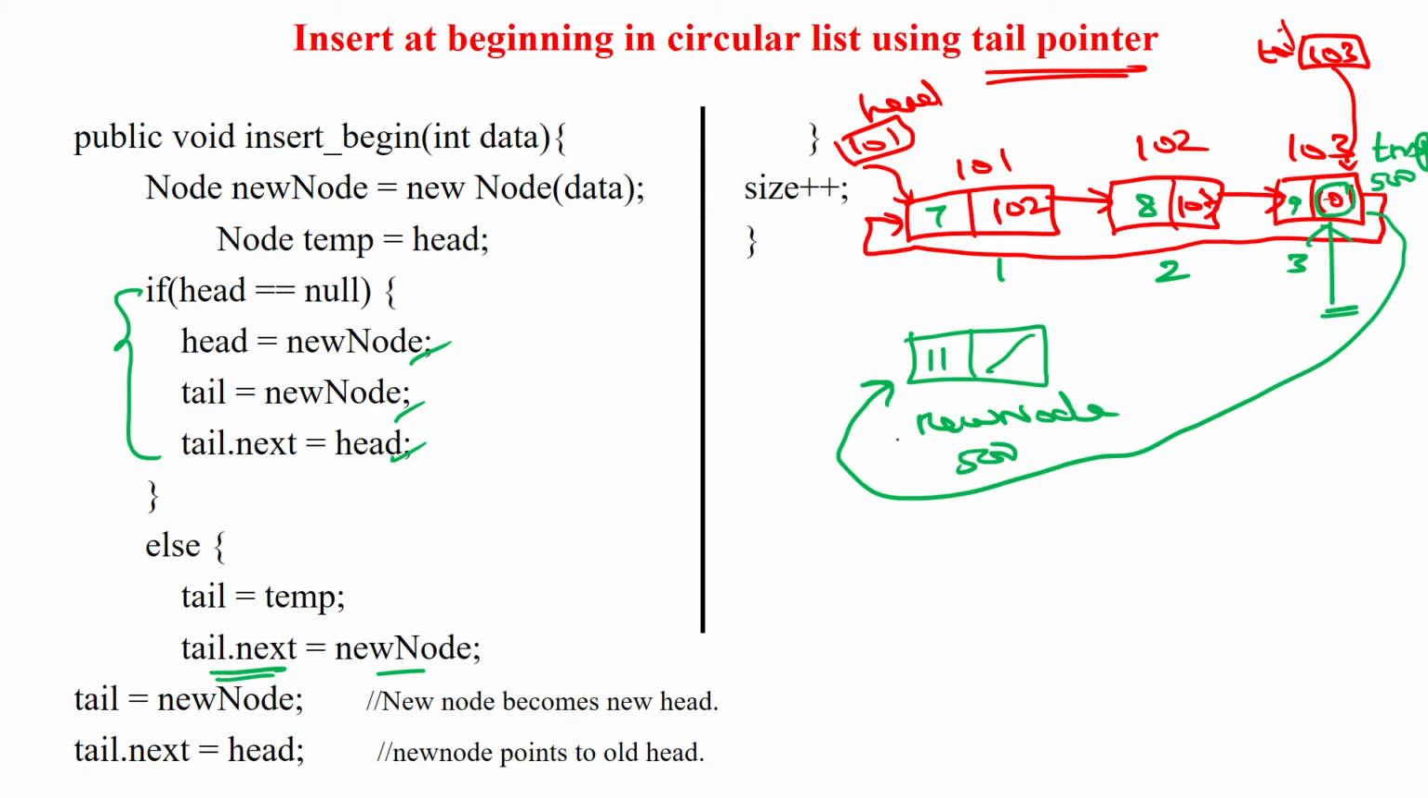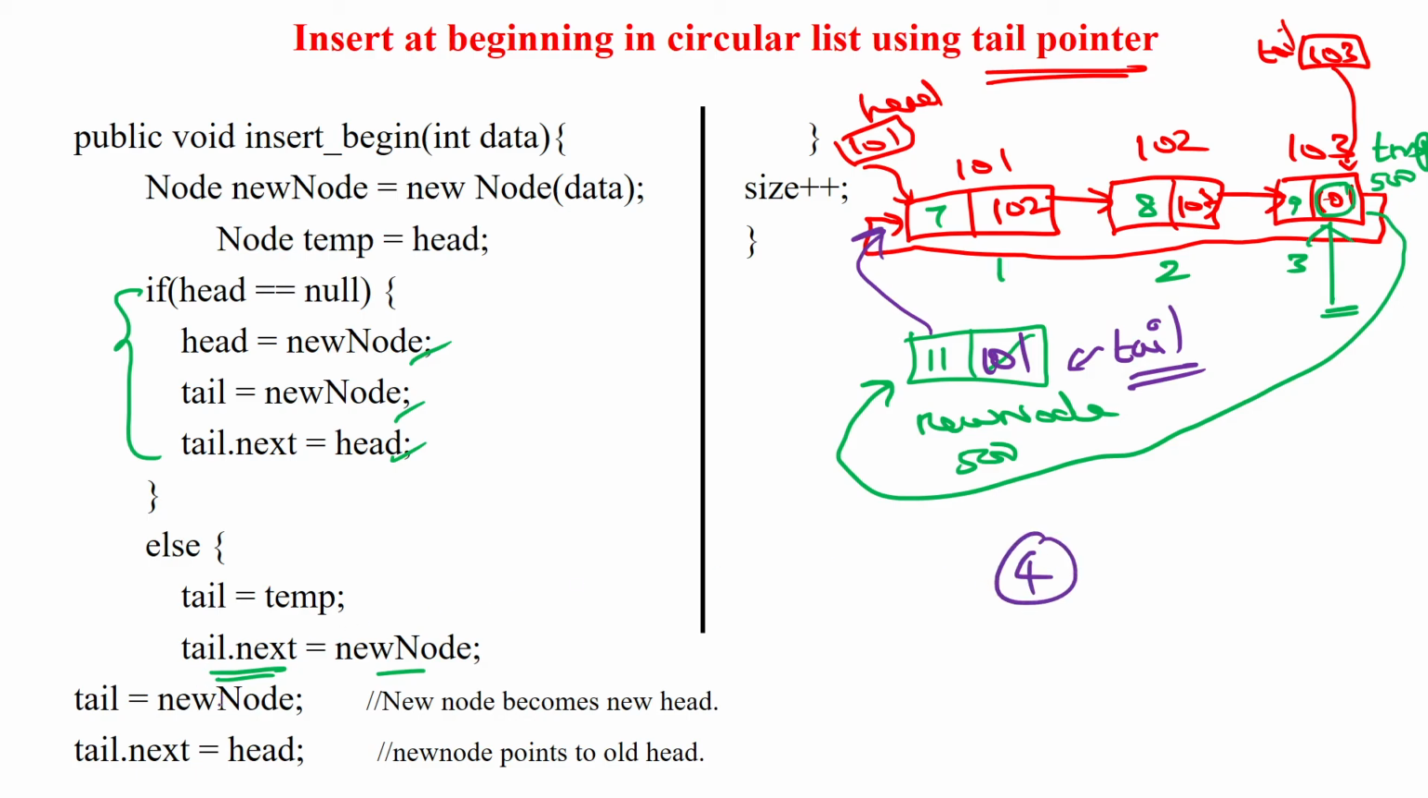Then tail will become the new node. So now this is the tail pointer because we are using the tail to access the list. It is the beginning of the list, so it is becoming the tail. Then tail dot next is the new head, so here this is updating with 101. So now the list has 4 nodes.